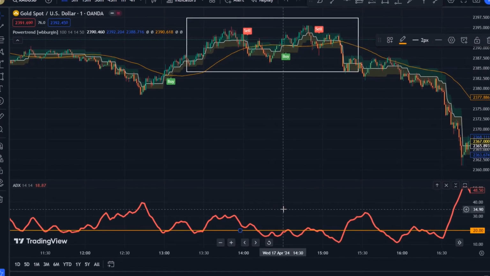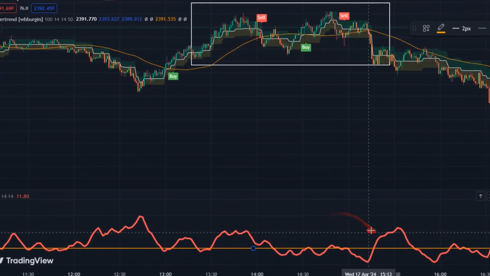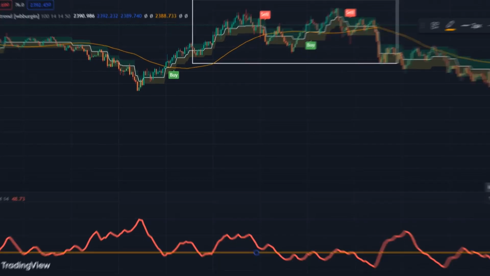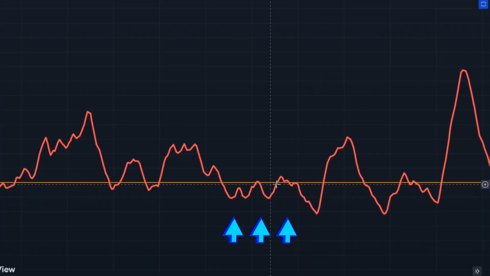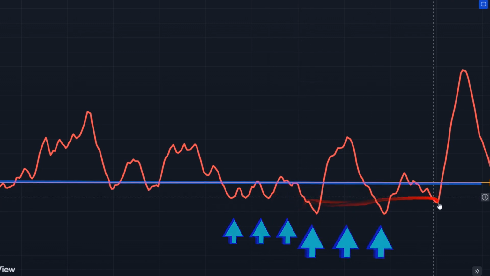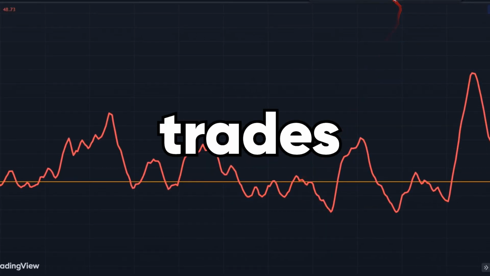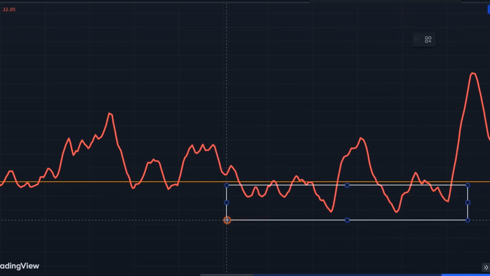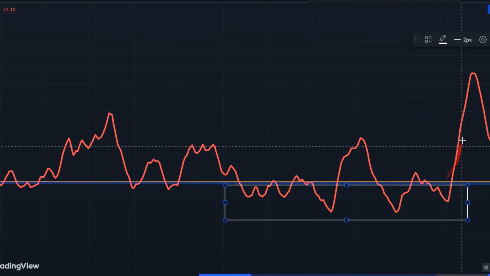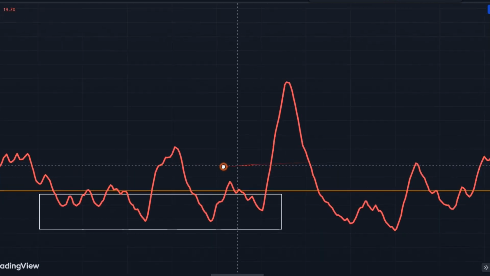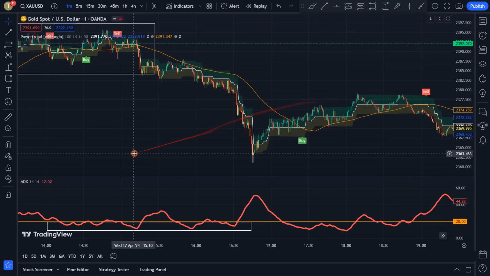Now, after adding this line to this indicator, our problem is solved, and with the help of this indicator, we can determine where the market trend is unknown. When the ADX line is below the 20 line, we understand that the market is sideways, so we should not open any trades at those points. When the ADX line is above the 20 line, we understand that the market has a trend, and with the help of our first indicator, we can open our desired trade.